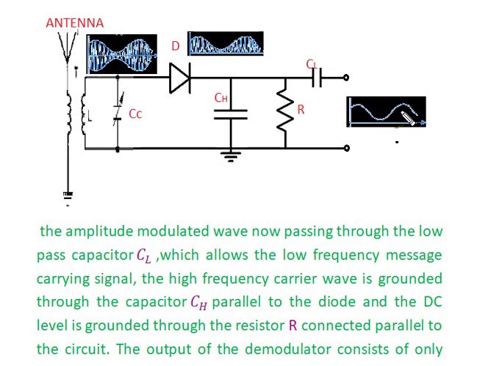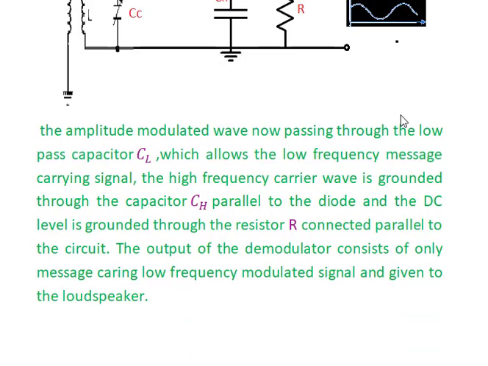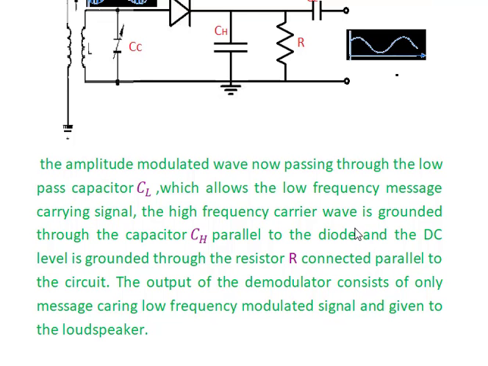So in this way the amplitude modulated wave is demodulated. The output of the demodulator consists only of the message-carrying low frequency signal. This low frequency modulating signal is fed to the loudspeaker, so the original news or original audio is recovered from the loudspeaker.